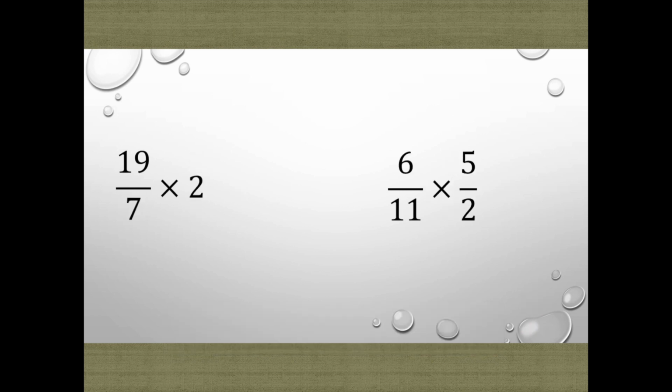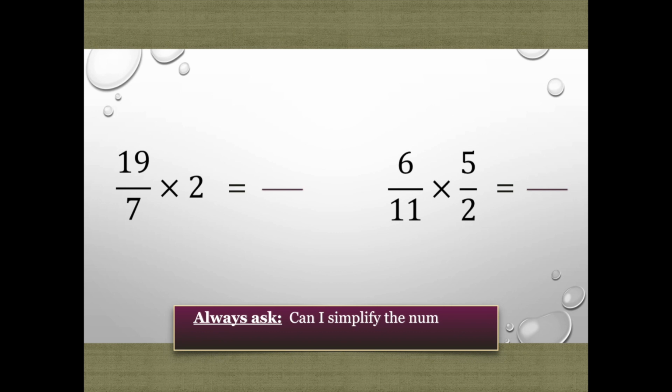And here, I think, is our last page to do together as a whole group. We have 19/7 times 2 and 6/11 times 5/2. Once you get your answers, ask yourself that question at the bottom. Look over every number. Can it be divisible by 2? Can it be divisible by 3, by 5, by 7, by 11? And I'll explain in class why those numbers are the ones we always use in greater detail soon. So pause the video here, and we'll do those together.